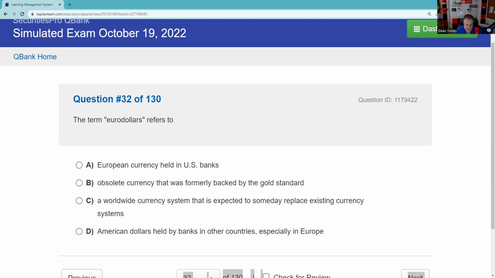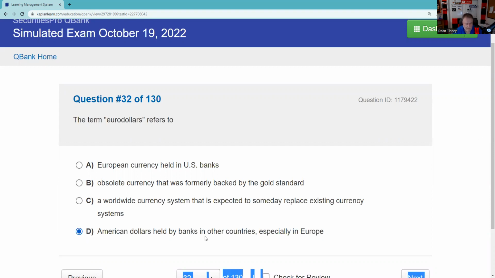Obsolete currency that was formerly backed by the gold standard? A worldwide currency system that is expected to know? Yeah, and American dollars held by banks in other countries. Right now, the dollar has been strengthening, and so that's causing a major impact in other areas of the world. So these are American dollars held in banks in other countries, and they're just exchanging the dollars with each other rather than coming into the U.S. to do it. So the answer is D.